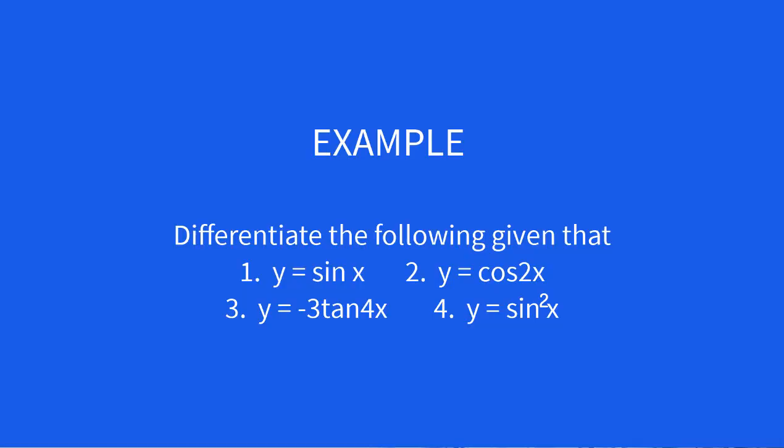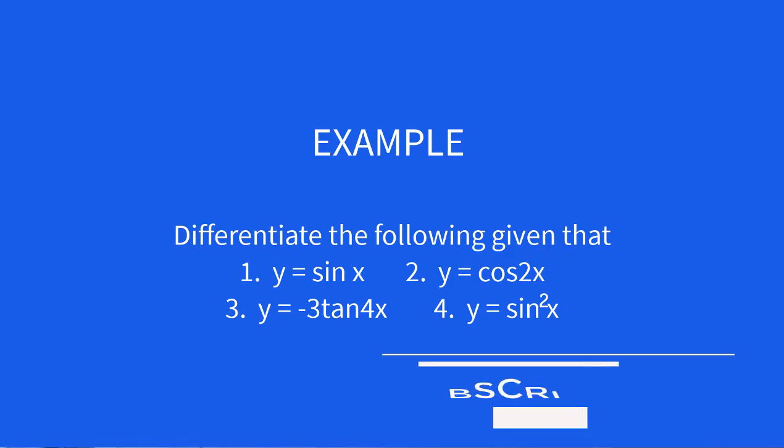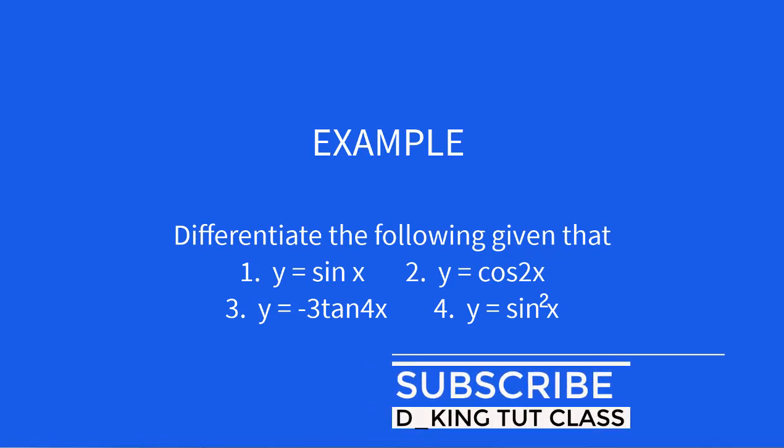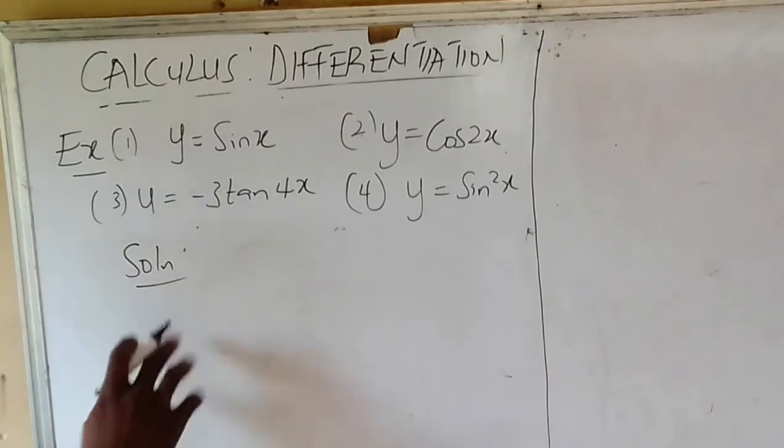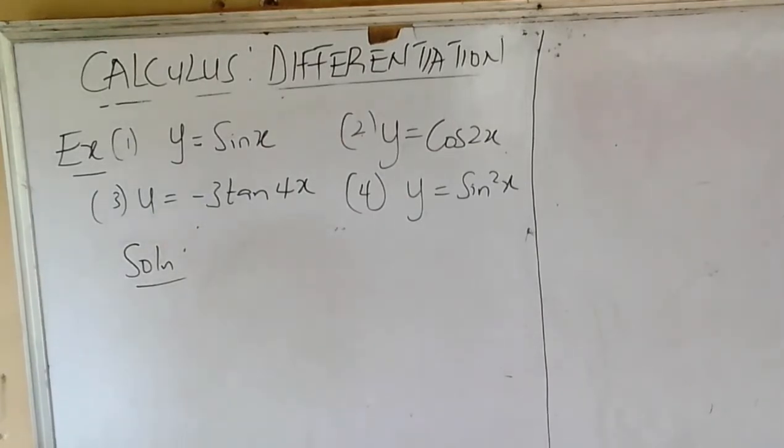Okay, so example 1. Differentiate the following, given that number 1, y is equal to sine x, number 2, y is equal to cos 2x, number 3, y is equal to minus 3 tan 4x, and number 4, y is equal to sine squared x. To solve this, let's see how we can apply the previously listed functions and get our answer.